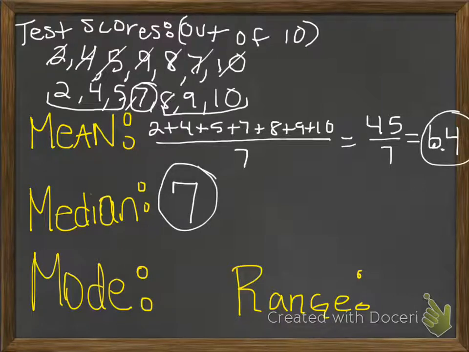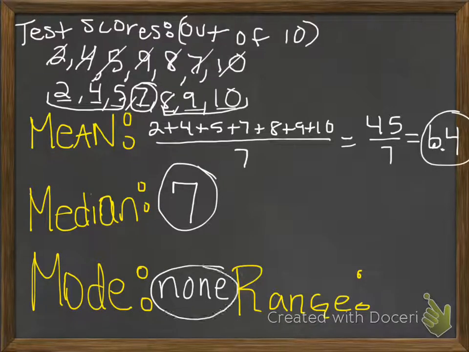Our mode is the one that occurs most often. If you look at your data, there is only one 2, one 4, one 5, one 7, one 8, one 9, and one 10. Nothing repeats, so our mode would be none in this case, because nothing occurs more than once. And then our range is just our highest value, which is 10, minus our lowest value, which is 2. When we do that, we get 8, so our range is 8. And that is how you find mean, median, mode, and range.